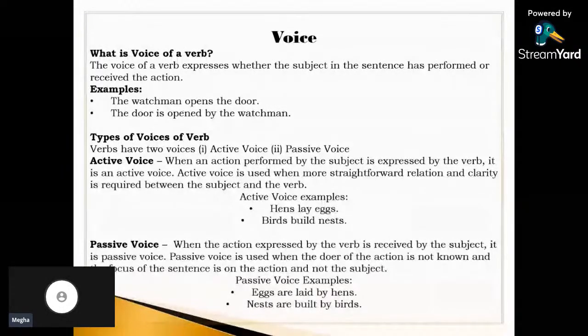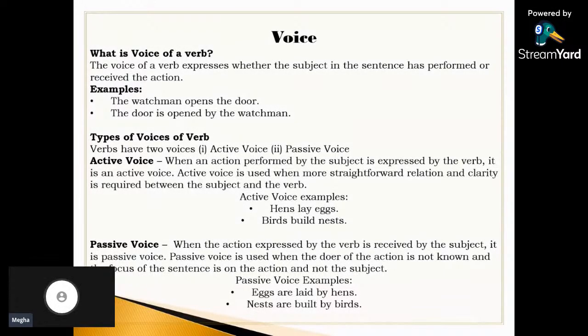Okay. So under voice, we have two subtopics, which are active voice and passive voice. Let's see what voice is. So, what is the voice of a verb? The voice of a verb expresses whether the subject in the given sentence has performed or received the action. It depends, okay? That is what the voice of a verb expresses.